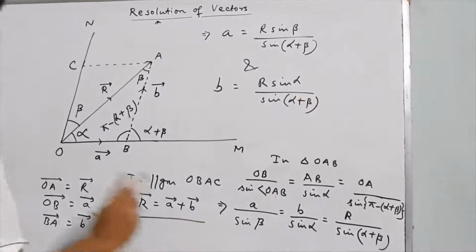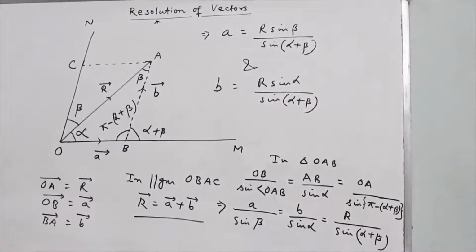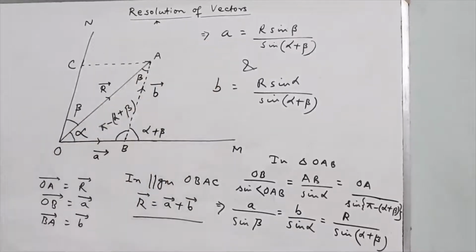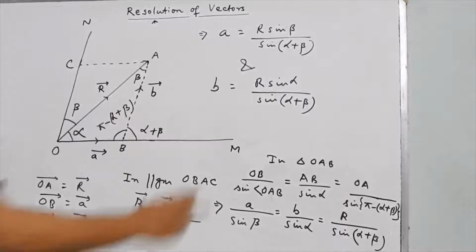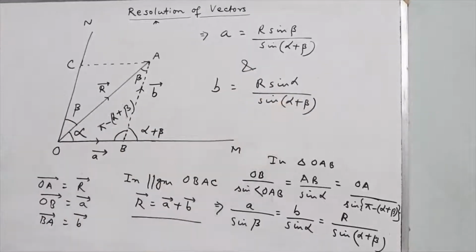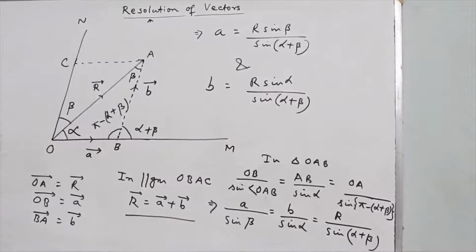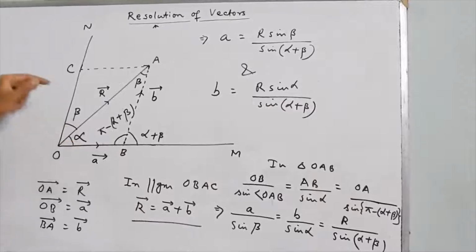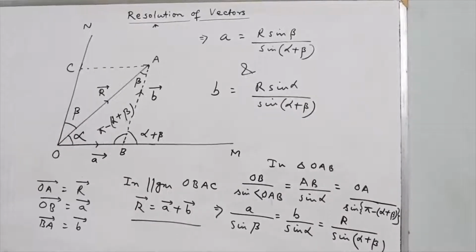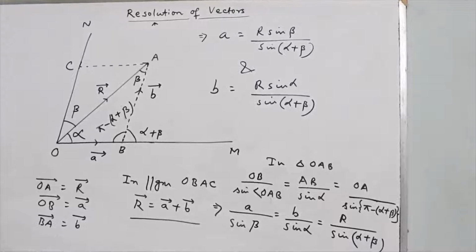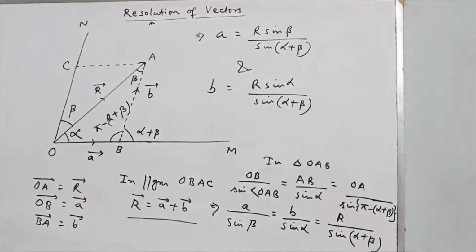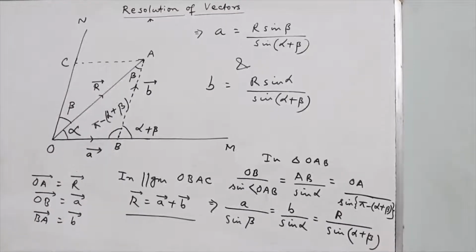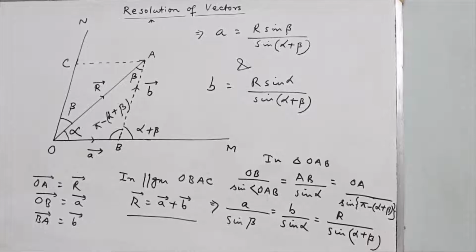So you see that R vector was equal to A vector plus B vector. It was split into two parts, and the magnitude of the two parts are R sine beta by sine of alpha plus beta and R sine alpha by sine of alpha plus beta. A special case of this, what we use frequently, is when alpha plus beta is 90 degree. If alpha plus beta is 90 degree, then we call this process of resolution as resolution into rectangular components.